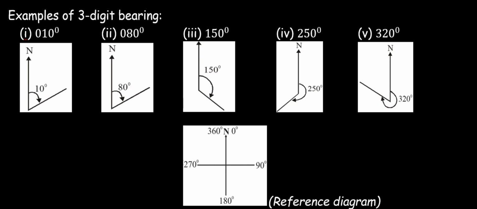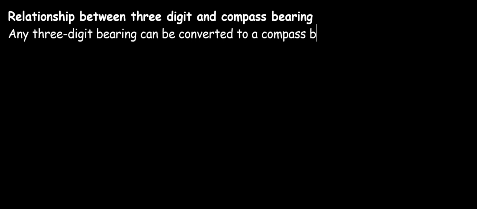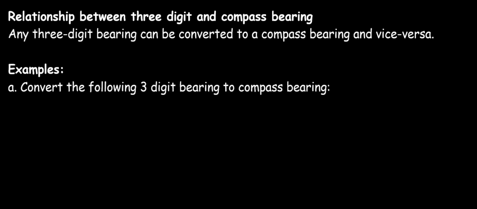Next, we treat relationship between three-digit and compass bearing. Please note that any three-digit bearing can be converted to a compass bearing and vice versa. Let's take some examples. A. Convert the following three-digit bearing to compass bearing. I, 030 degrees. II, 130 degrees. III, which is 300 degrees.